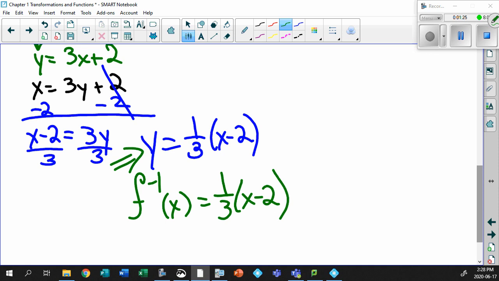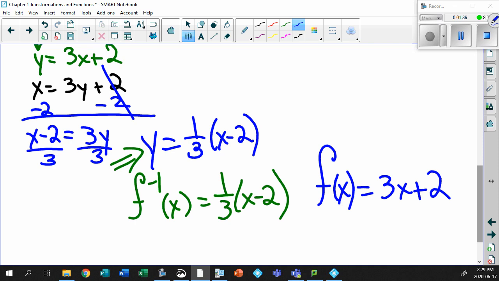Now, I know what you're saying. You're probably saying to yourself, well, wait a second. Are you sure that that is the inverse of this guy? Is that really the inverse? Well, you know what? Let's figure it out by graphing it. I'll show it to you, right?